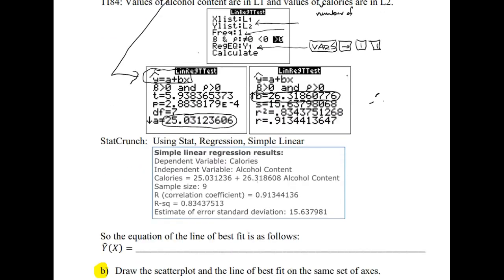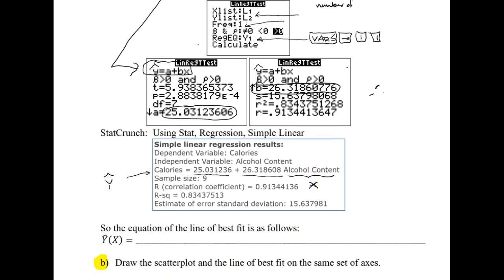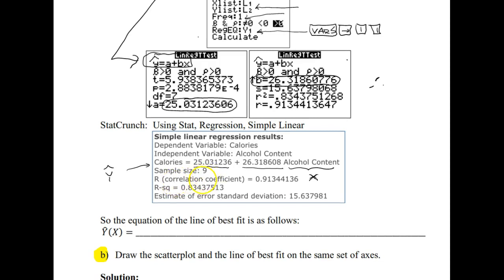Now, in StatCrunch for bigger data sets, you can use Stat, Regression, Simple Linear. You would have to have those two lists of data and pick your X data for number of calories and the Y data, the alcohol content. We can see here that those coefficients are in there as well, where instead of using the variables Y and X, they put the names of those variables. Alcohol content here was our X, and calories here is our Y. The sample size here is only 9. Initially we had 10, but we took out the O'Doul's non-alcoholic beer.